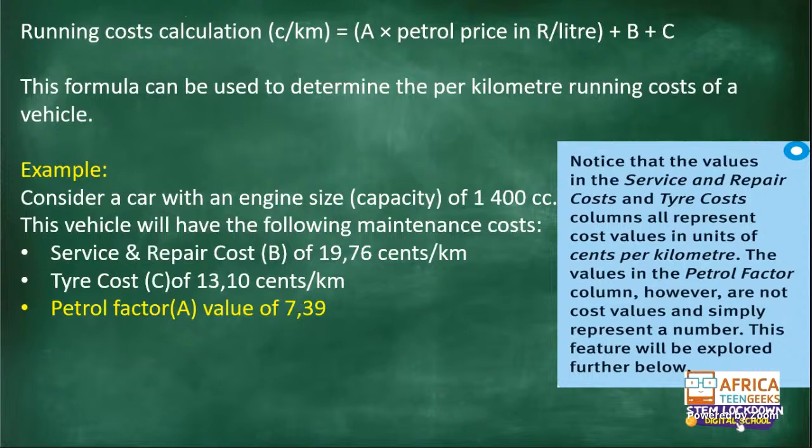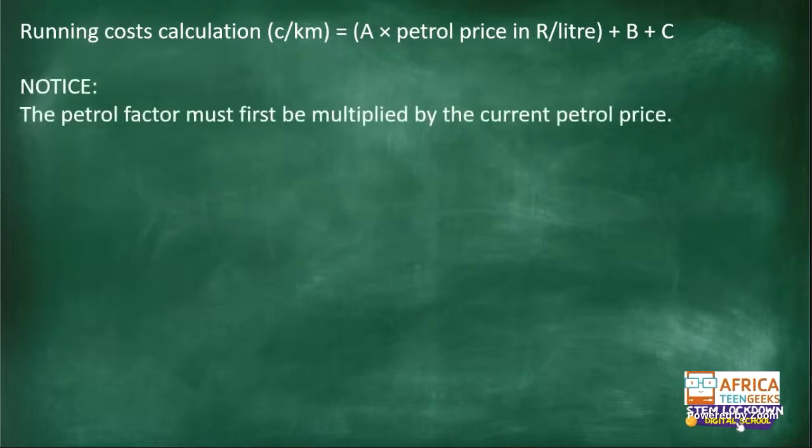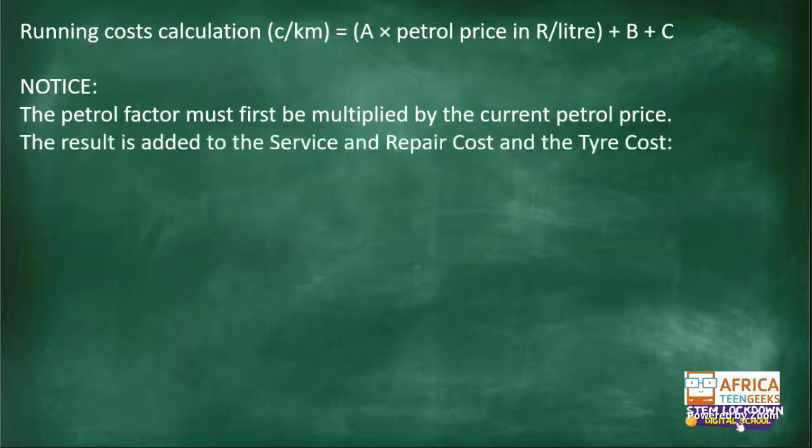So as we proceed to the next slide, you'll be able to see that we are still talking about the running costs of the vehicle. You take the A there, as we have done in the beginning, you multiply it by the petrol price in rands per liter there, and then you add column B and column C. So notice that the petrol factor must first be multiplied by the current petrol price. So you need to know what is the current price of petrol in order to use the factor there.